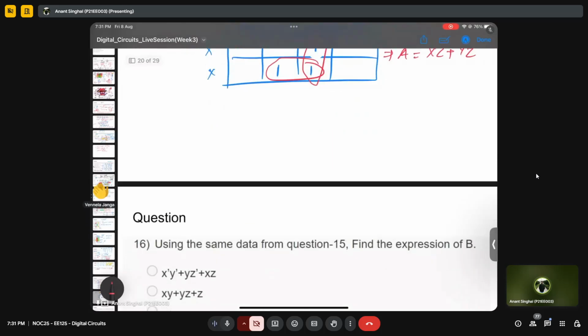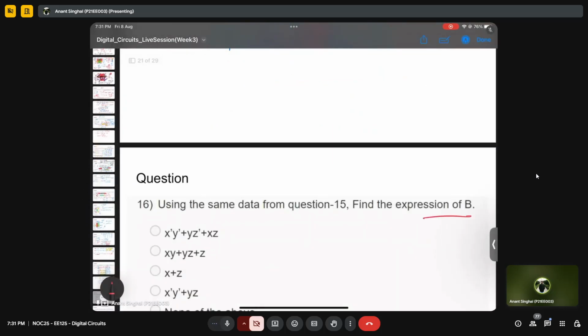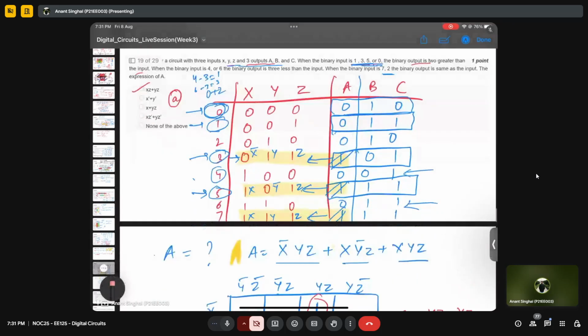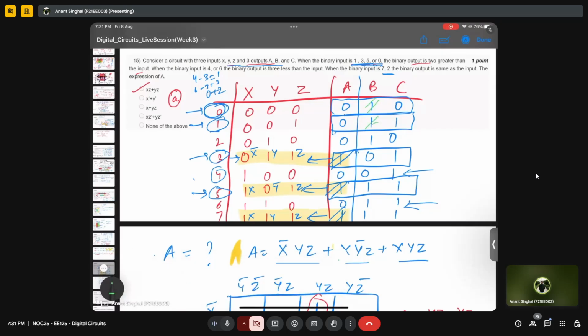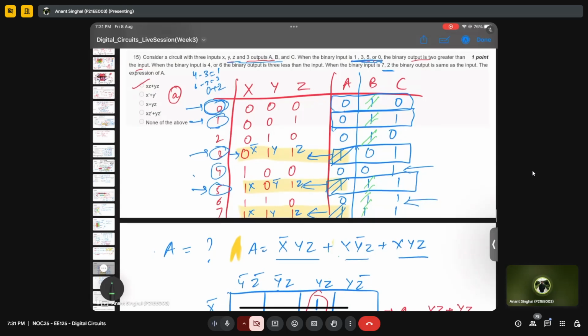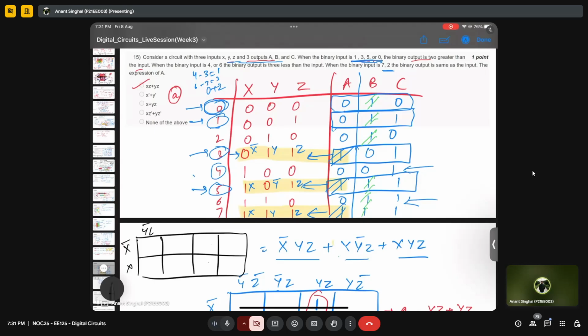So if it is clear, it is asking, using the same data from question 15, we need to find the expression of B. So B is now, I think it's very easy now. So let's quickly do that. So this is one, this is one, 1, 2, 3, 4, 5, 6. These six things will come. So maybe I can make a K map here for B. This is x bar x, again y bar z bar y z. So it's basically 0, 5, 2.